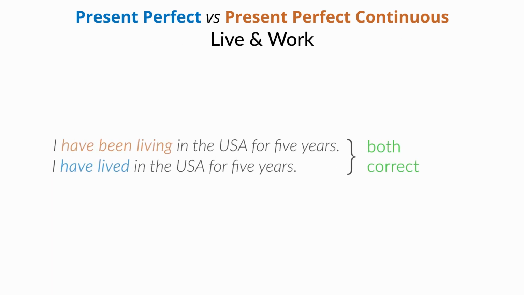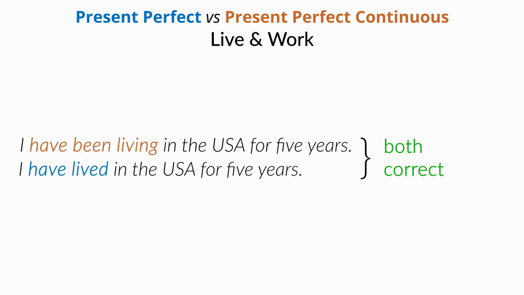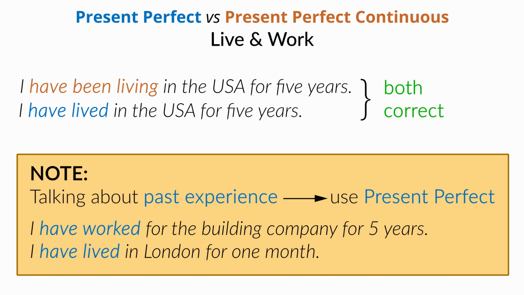Correct! It is also worth paying your attention to verbs live and work. Students often get confused in which tense to use, present perfect or present perfect continuous. Basically, we can say both ways. I have been living in the USA for 5 years, or I have lived in the USA for 5 years. However, remember, if it is necessary to show past experience, even with an indication of the duration, we use present perfect. For example, I've worked for the building company for 5 years. I have lived in London for 1 month.